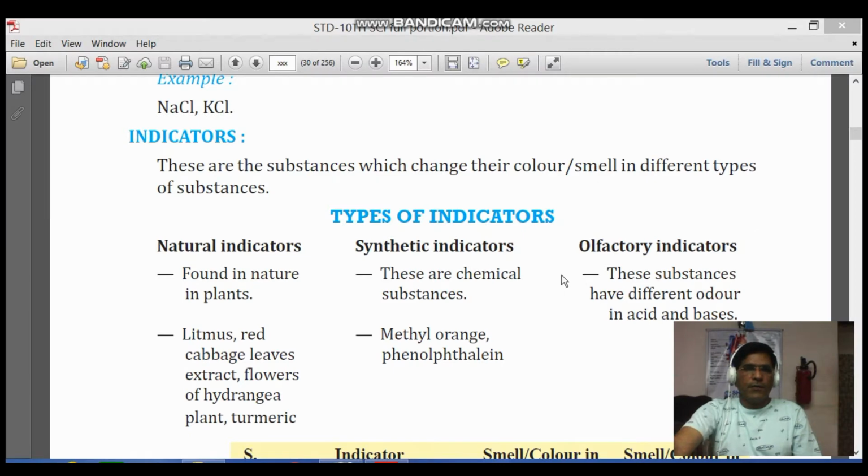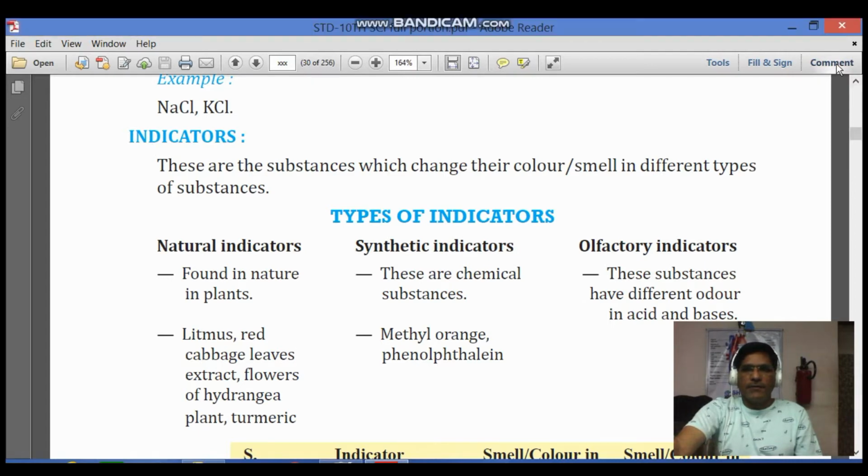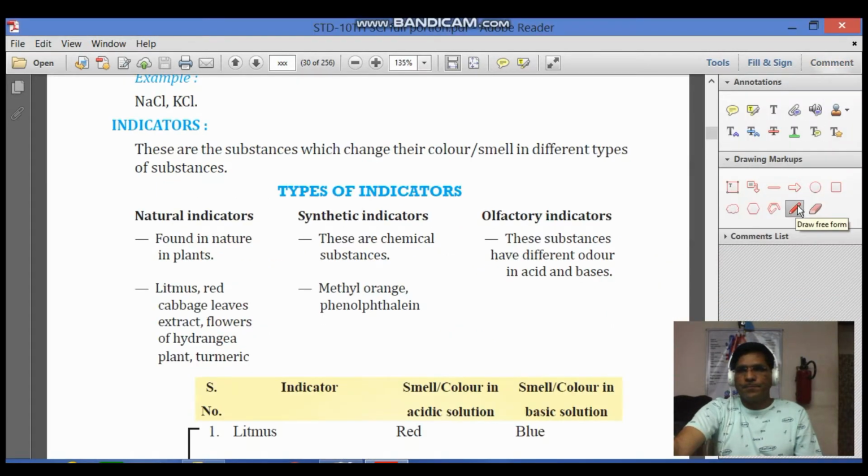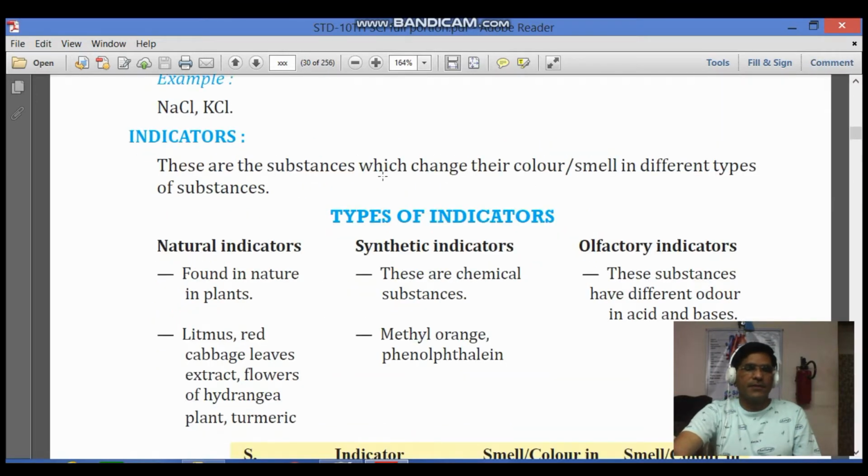Friends, today I want to explain lesson number 2 in science. We have already completed the topics of acid and base. Today I want to explain something related to it, that is, we now go on to indicators. We have completed acid, base and salt.